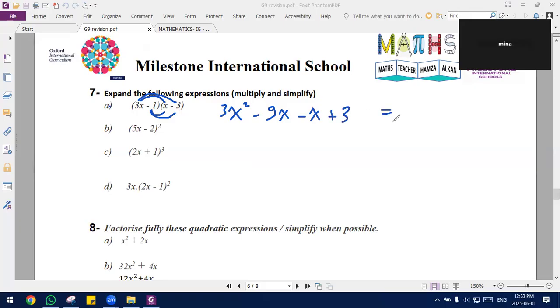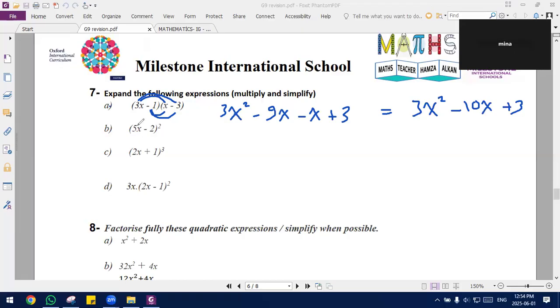Now can we simplify? Yeah. What do we simplify? 9x and x. 3x squared minus 8x? Why minus 8x? No, it's negative and negative. You add them, yeah. So it's minus 10x and then plus 3. In the exam, if you have the calculator, use it, okay? Don't make a mistake with this. Okay. Now it's simplified.